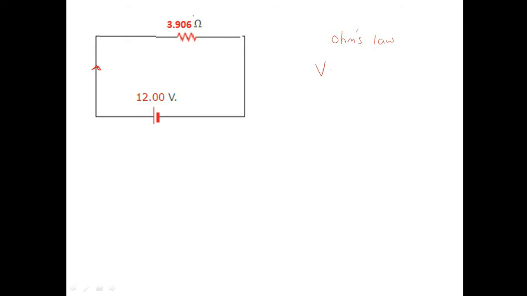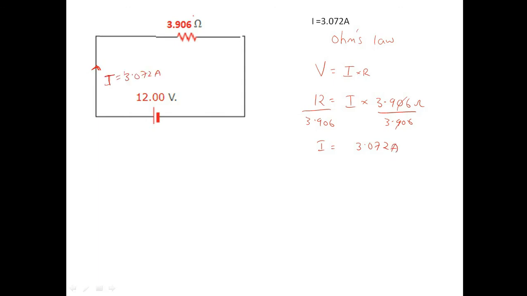According to Ohm's law, the voltage of a circuit equals the current times the resistance. So the voltage here is 12 volts, the current we don't know, and the R equivalent we found is 3.906 ohms. If we divide by 3.906 on both sides, this cancels and the current we get is 3.072 amperes flowing through this resistor.